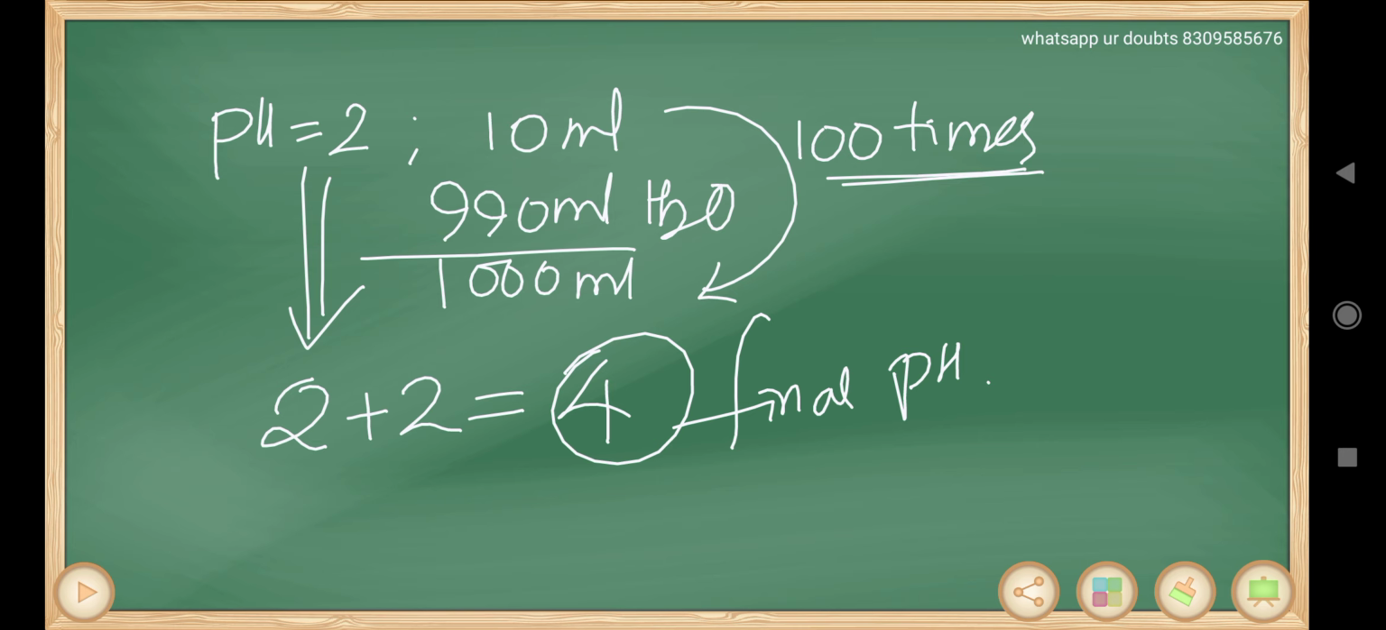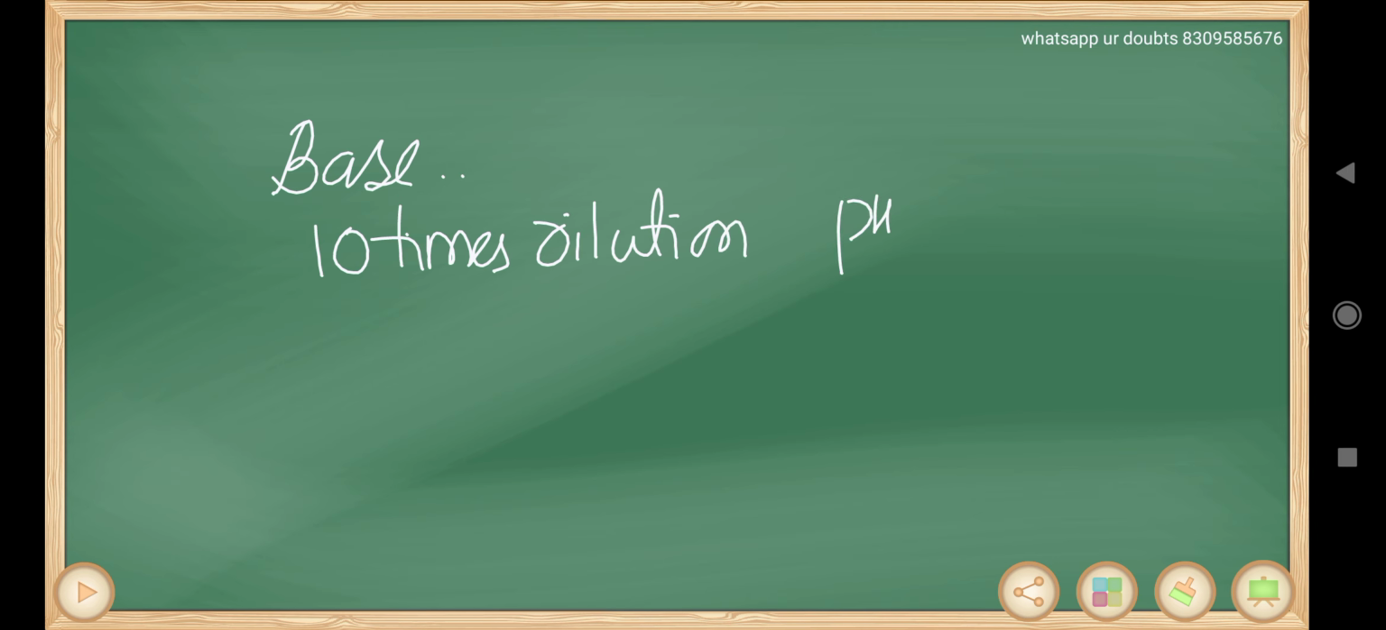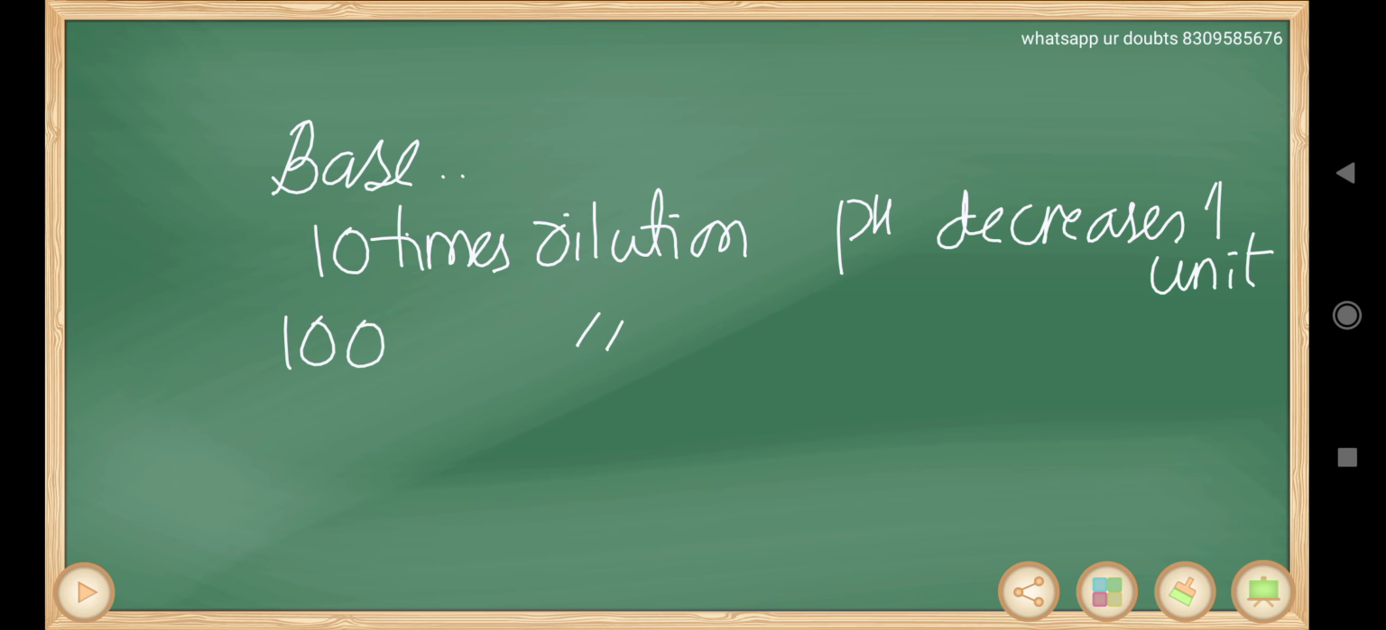That means for every 10 times dilution of an acid, the pH increases by 1 unit. If you want to know about bases, same rule. 10 times dilution, pH decreases by 1 unit. 100 times dilution, 2 units. 1000 times dilution, 3 units.